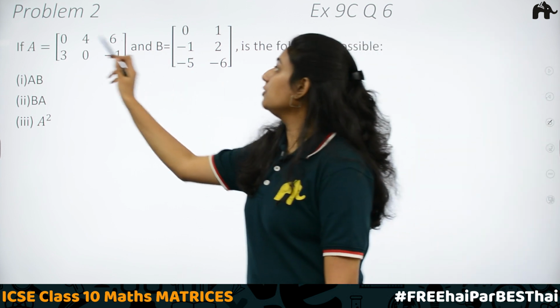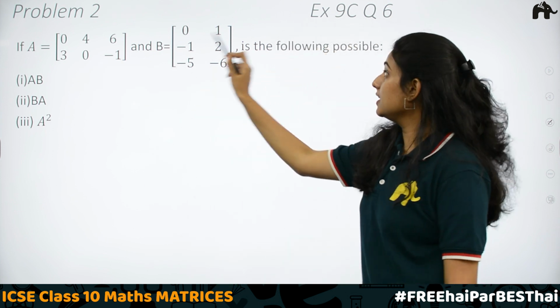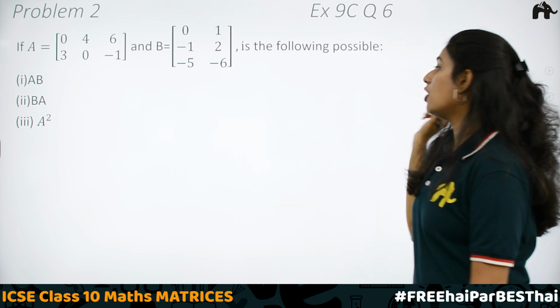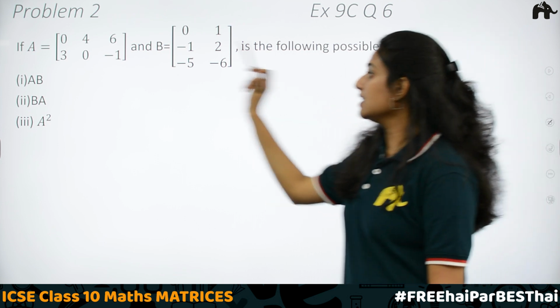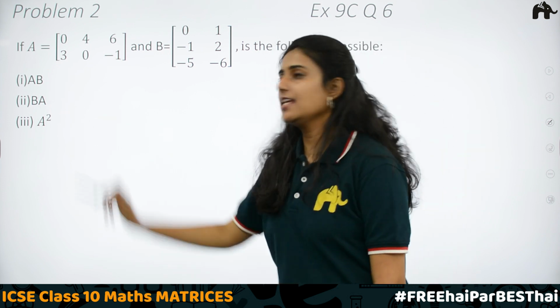If A is equal to [0, 4, 6; 3, 0, minus 1] and B is equal to [0, 1; minus 1, 2; minus 5, minus 6], is the following possible? That is, first one AB, second BA and the third A square.